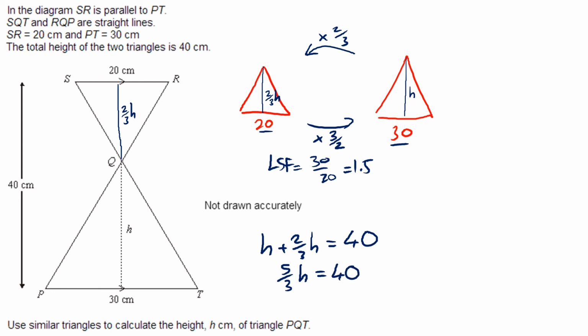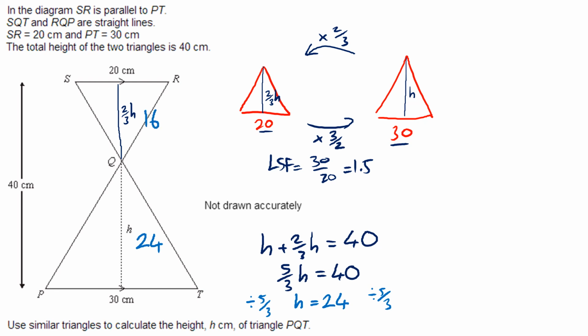And then that is just some algebra that we can solve by dividing by 5/3. And we could get that h is 24. And we could then check if that works. So if we say h is 24, we can say this is 24, and then they have to add up to 40, so this is 16.